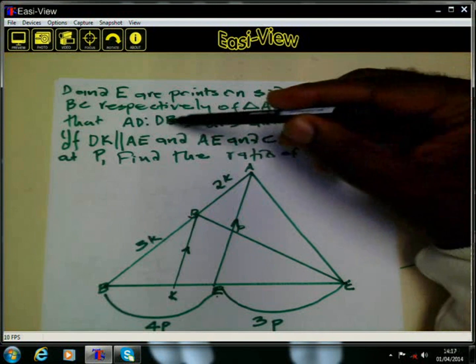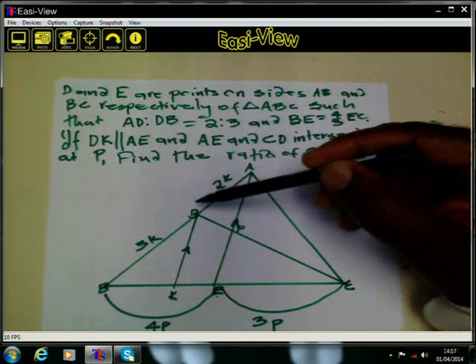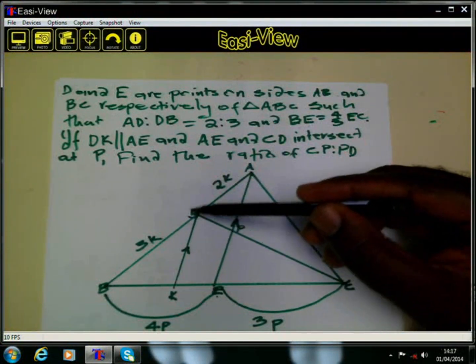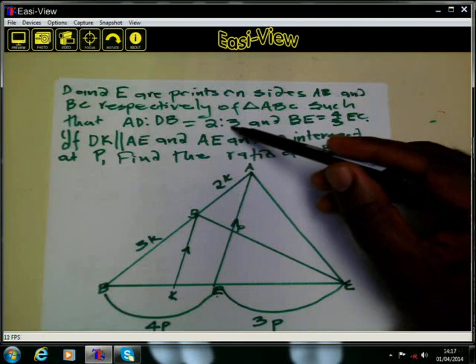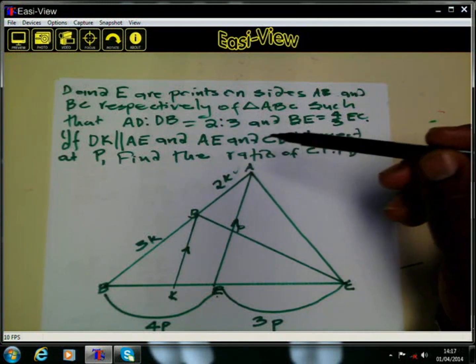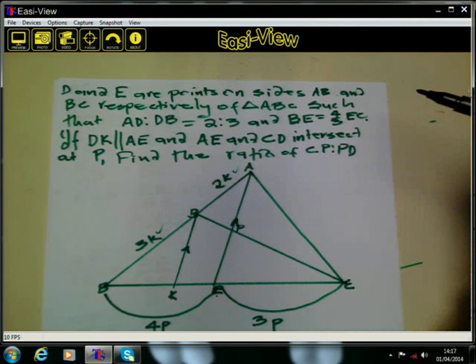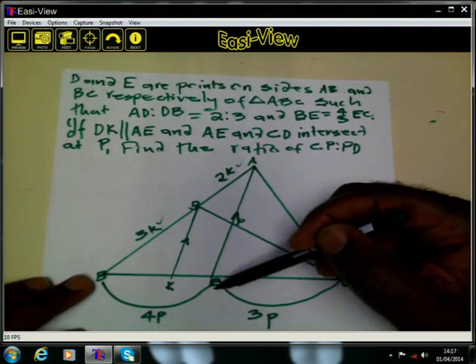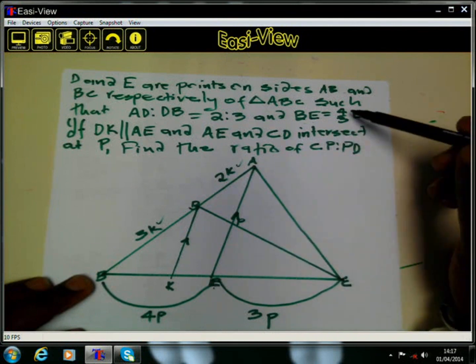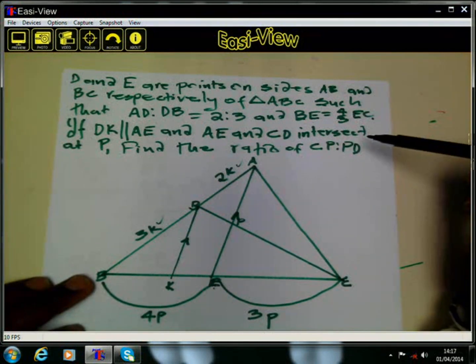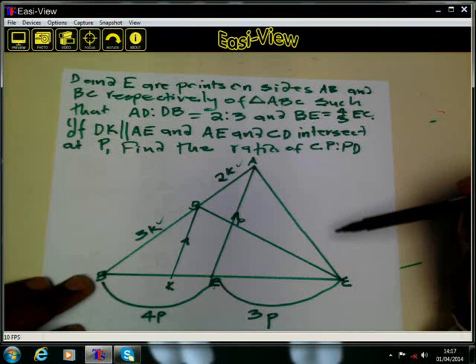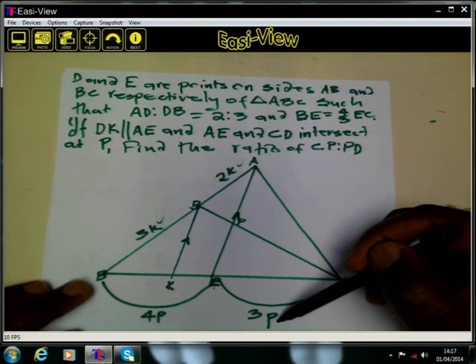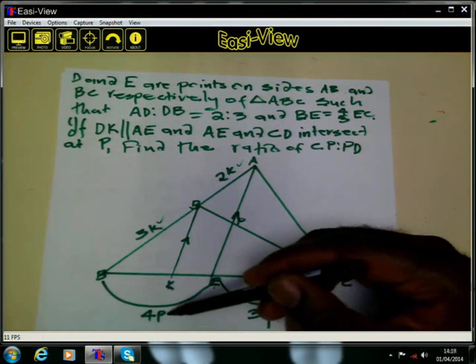Right, such that AD by DB, the ratio there is 2:3. It means this is 2K units, and this is 3K units. And BE, where is BE? BE is here. BE is 4/3 of EC. It means EC is 3 units when BE is 4 units.